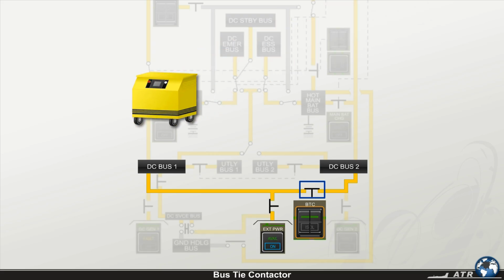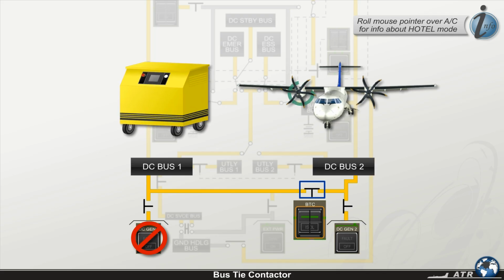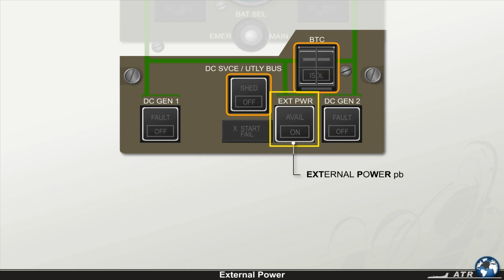If a DC ground power unit is connected, hotel mode is used, or only one generator is operative, the bus tie contactor is automatically commanded to close. This situation allows both DC bus 1 and DC bus 2 to be supplied either by the DC ground power unit or the operational DC generator, and is indicated by illumination of the green flow bar in the bus tie contactor push button.